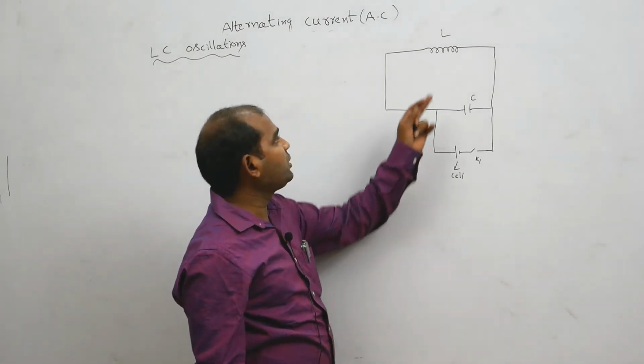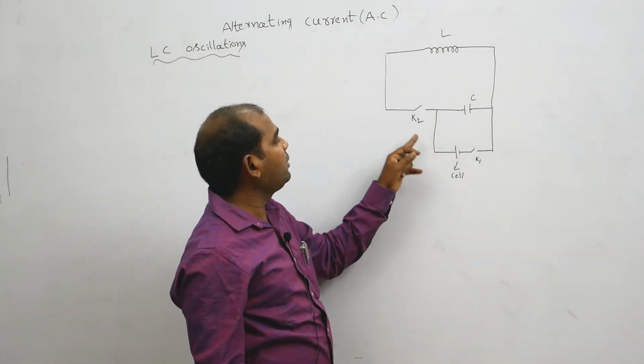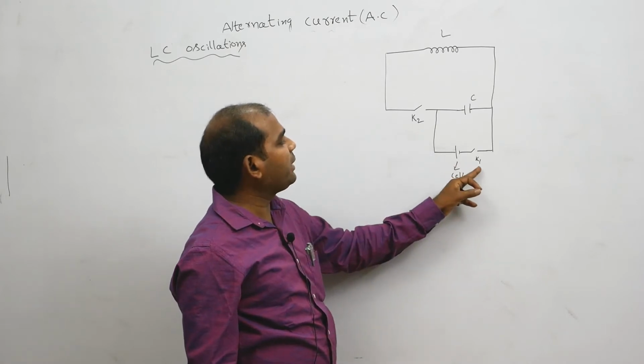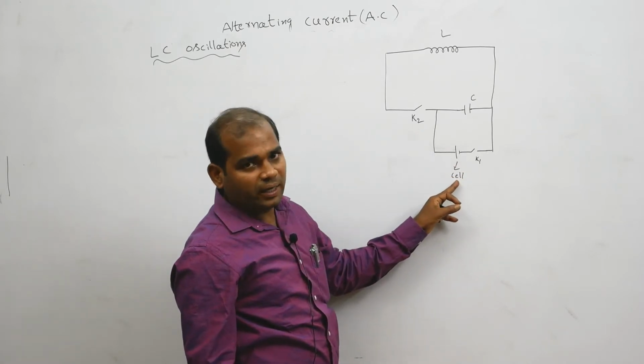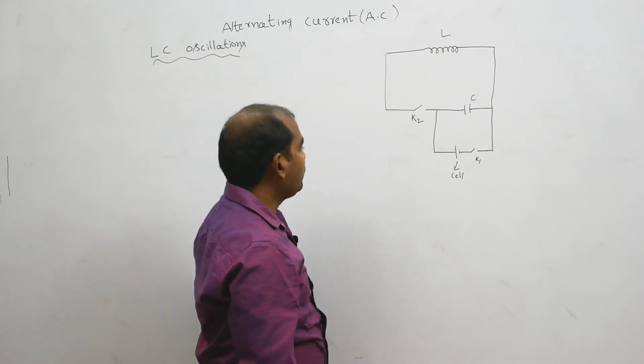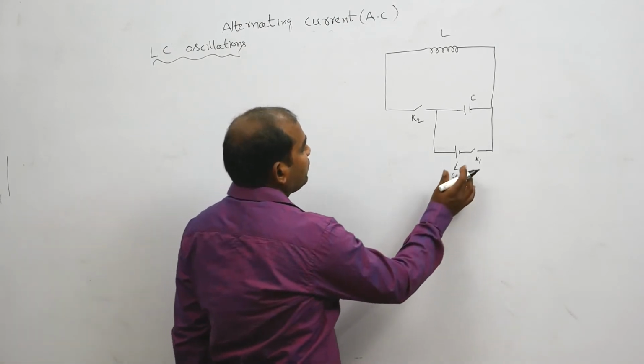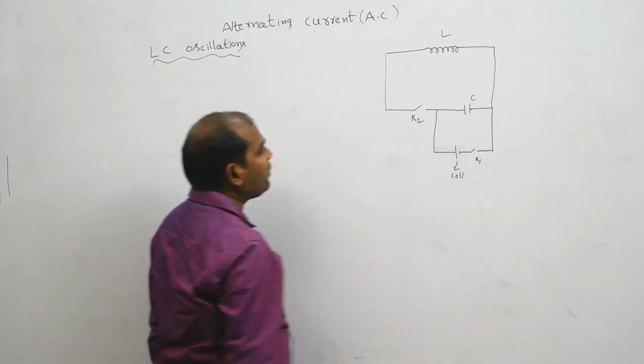Let's see the circuit. This is the inductor and capacitor. Plug key K2, plug key K1, and a cell or battery can be connected here. So now let us discuss first the case where the plug key K1 is closed.